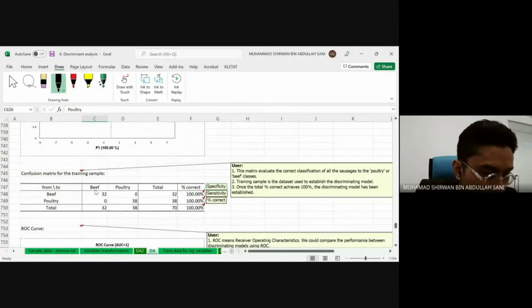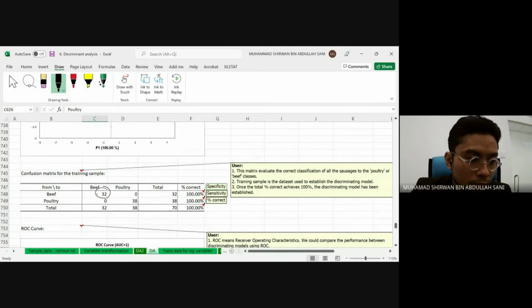So we have beef sausage, number of them are 32, and our model able to predict all those 32 beef sausage are beef. So it is correct. And then we prepared 38 poultry sausage, and the model able to identify all 38 poultry sausage are poultry sausage. So 100% correct classification. So from there we can make an average. So total is 100% lah.